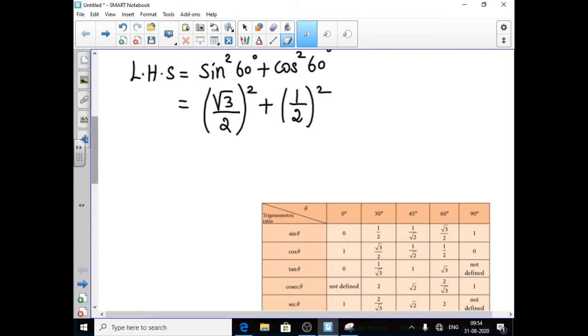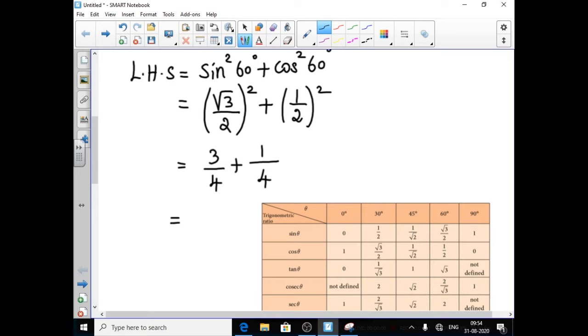So root 3 by 2 whole square means root 3 squared is 3, then 2 squared is 4. So 3 by 4, then plus 1 squared is 1, then 2 squared is 4. Okay. So that is equal to, the denominator is common, 4. Okay. So 3 plus 1, 4. So 4 by 4 gets cancelled. So the answer is 1.